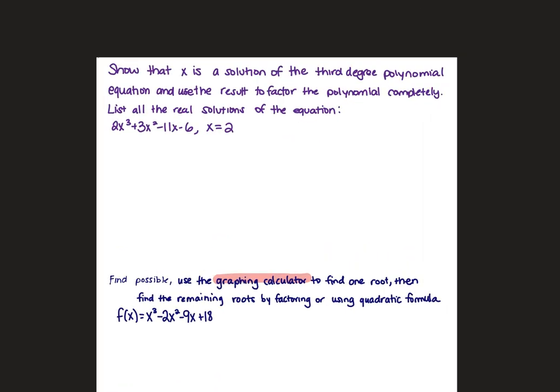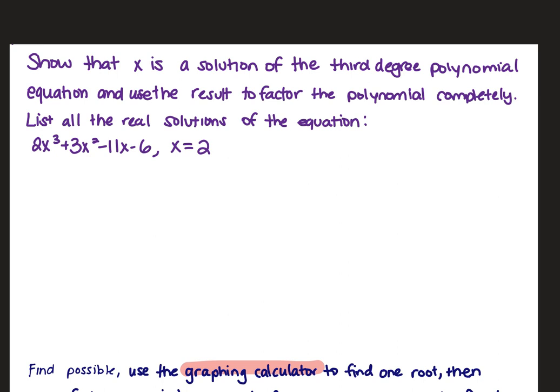All right, then you're going to get, show that x is a solution of the third degree polynomial equation and use the result to factor the polynomial completely. List all the real zeros of the equation. What do we do here? Start with synthetic. I'm going to put the 2 on the outside. I'm going to divide synthetically. We're not going to make it all the way through time-wise right now. What should my remainder be? 0. Now I'm taking something that is raised to the third power and reducing it a degree. My answer is now going to be quadratic, in which I can factor, okay? We'll save the formula for next week.